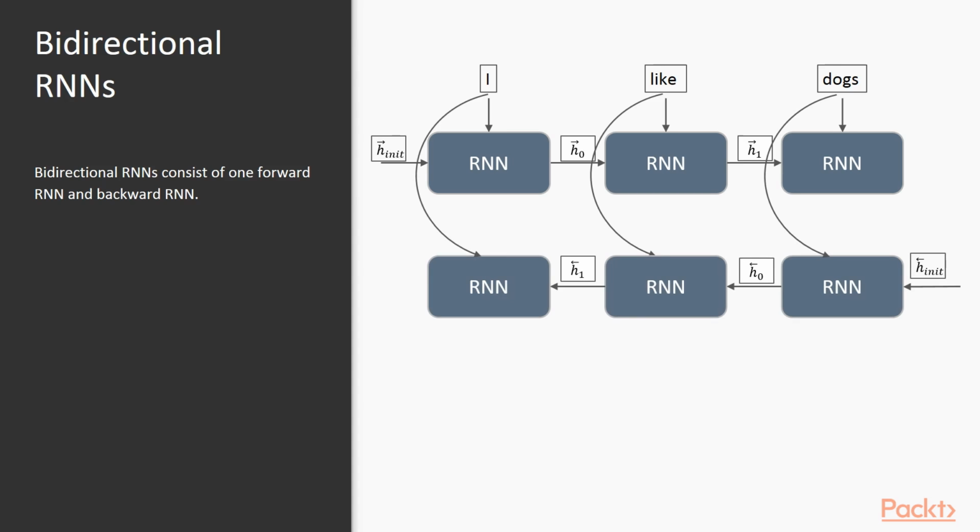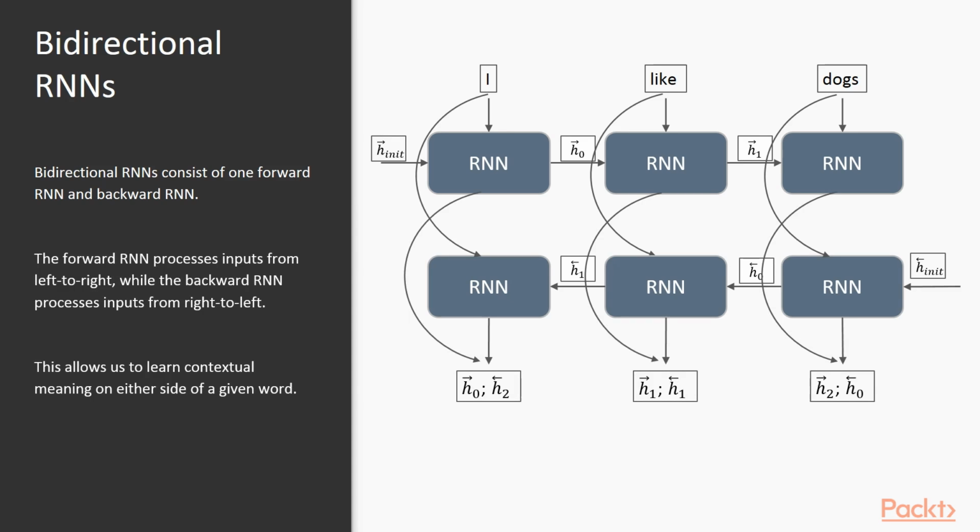To obtain the final output sequence of the bidirectional RNN, it is common to concatenate the outputs of the two RNNs at each step. The motivation for the addition of this backward RNN is the observation that we often interpret the meaning of words not only based on the words that came before, but also the words that come after.